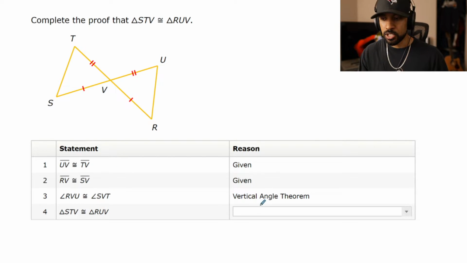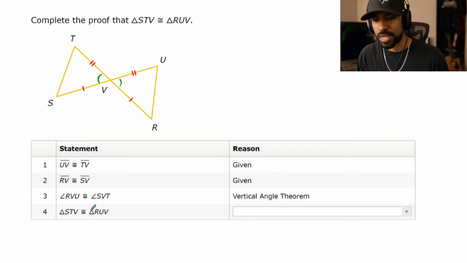They didn't give it to us, but these are vertical angles. Angle RVU right here is congruent to angle SVT right here. Those are vertical angles, right? We have another side angle side case. Side angle side with side angle side, triangle STV is congruent to triangle RUV.